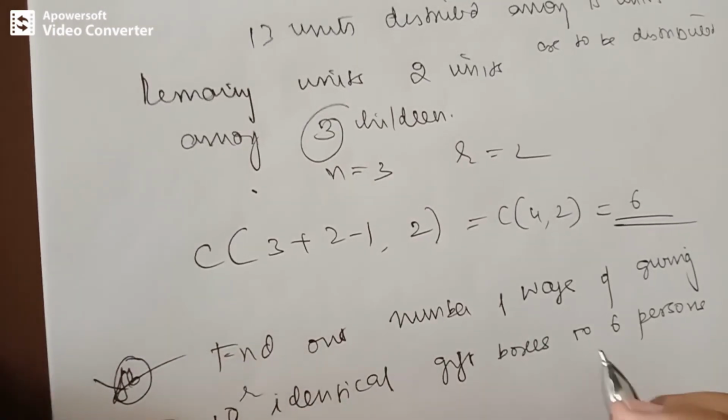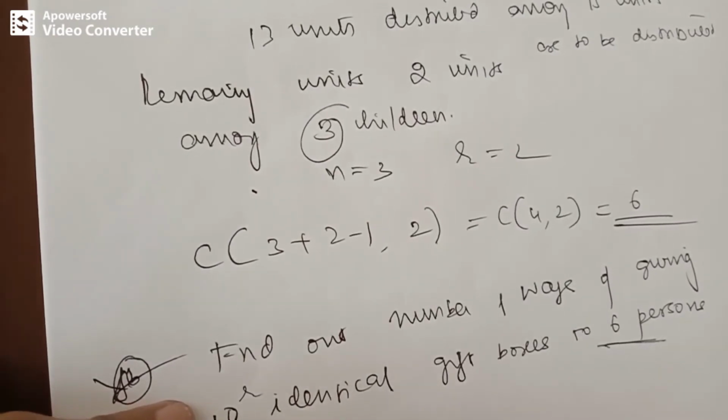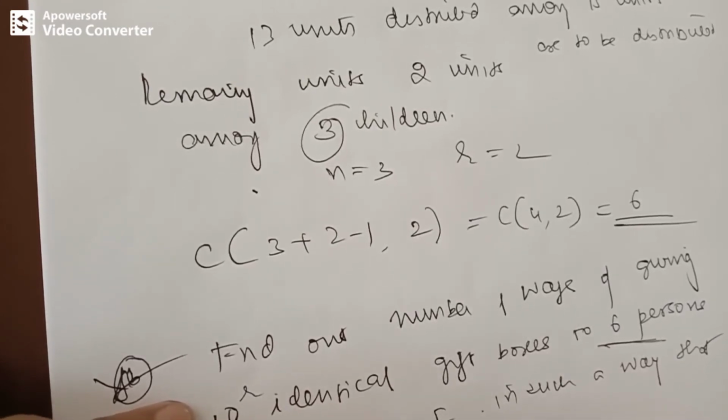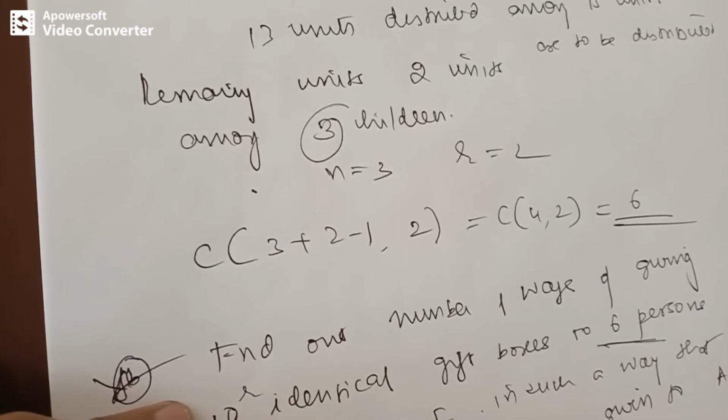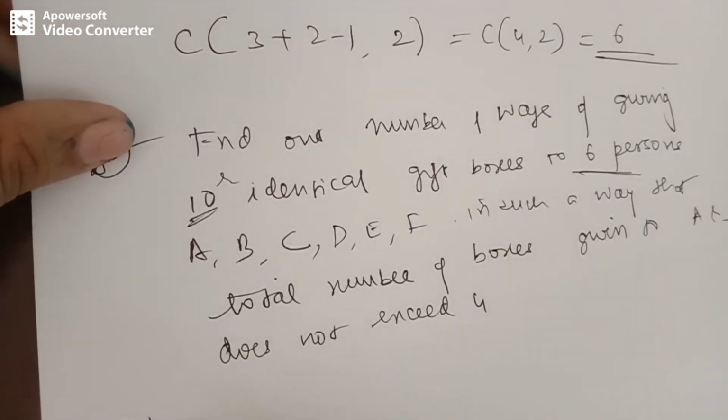You can say that this is r, right? 10 identical boxes are to be given to 6 persons A, B, C, D, E and F, in such a way that the total number of boxes given to A and B does not exceed 4. Does not exceed 4. So this is the question.